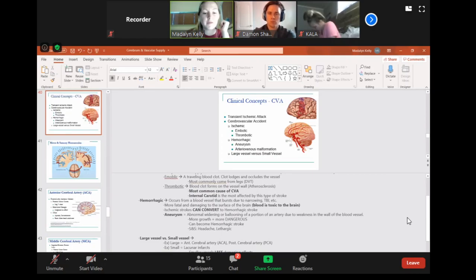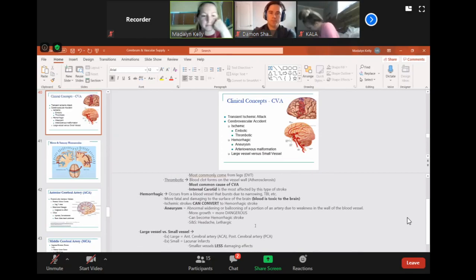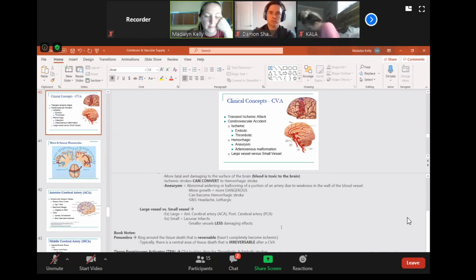Basically, smaller vessels have less damaging effects. If they only go to this one certain area, that area bursts or something. Whereas if your whole MCA does, you're in way bigger trouble. These are my own notes. I thought they were interesting.